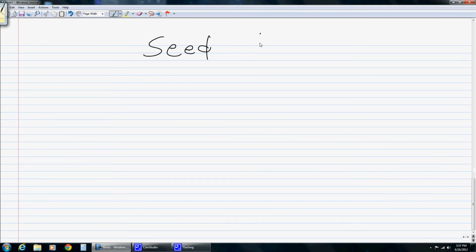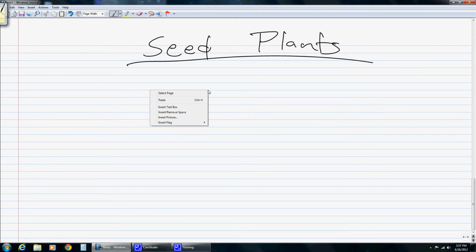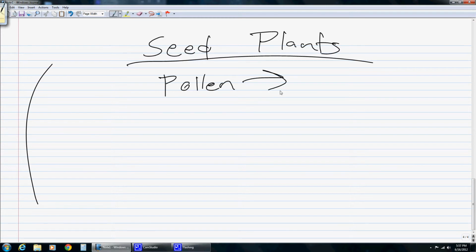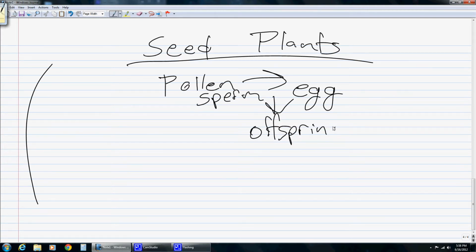So let's start here. We have the seed plants, and these are the ones that we may be the most familiar with, and the ones that we see the most, that we grow the most. With the seed plants, what you're going to have is pollen, and these are able to travel. They'll become the sperm cell, and they join with the egg cell in order to make offspring. And it's going to do that by way of, you guessed it, seeds.